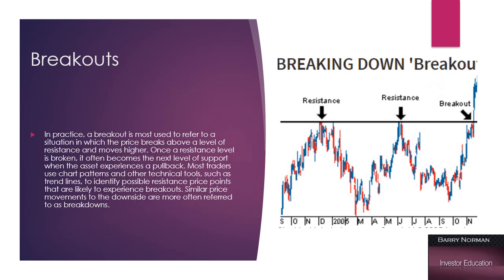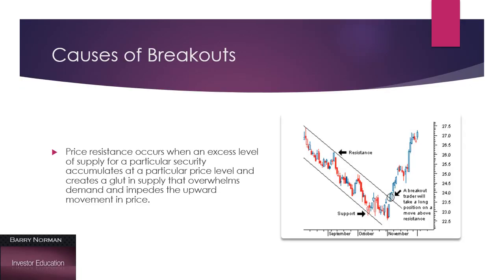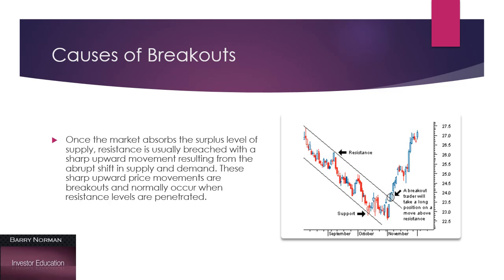In practice, a breakout is most used to refer to a situation in which the price breaks above a level of resistance and moves higher, or below a level of support and moves lower. Price resistance occurs when an excess level of supply of a particular security accumulates at a particular price level and creates a glut in supply that overwhelms demand and impedes the upward movement. Once the market absorbs the surplus level of supply, resistance is usually breached, with a sharp upward movement resulting from these abrupt shifts in supply and demand.